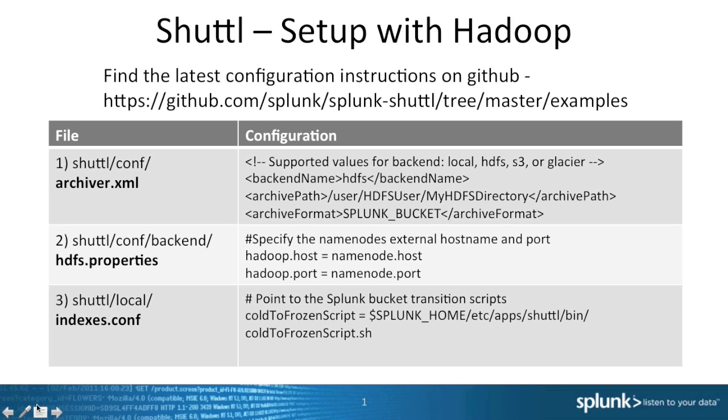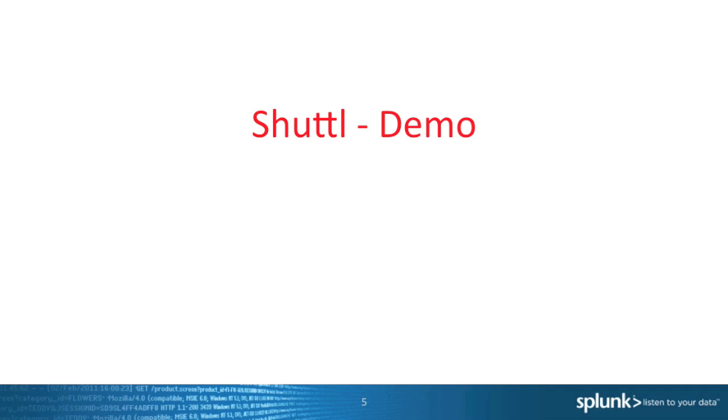For example, we can use just the regular Splunk buckets, we can use CSV files, or we can use the Splunk bucket but compressed using zip. In the hdfs.properties file, we specify the location of the Hadoop name node. And in the indexes.conf, we specify the script that Splunk has to use to move data from the warm bucket to cold, or from the cold bucket to frozen. To find the latest configuration on these three files, please go to the GitHub repository. And with that, let's move to the demo.